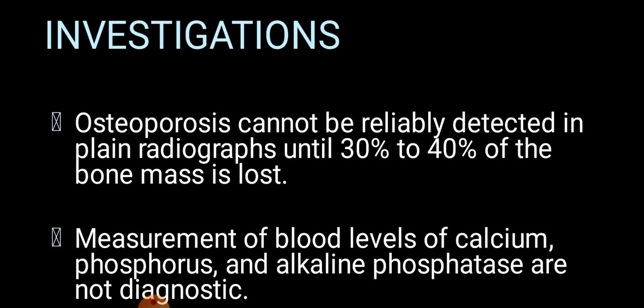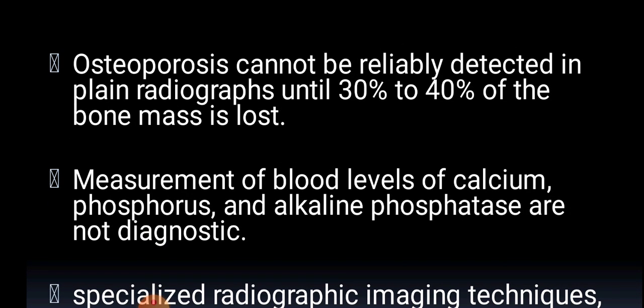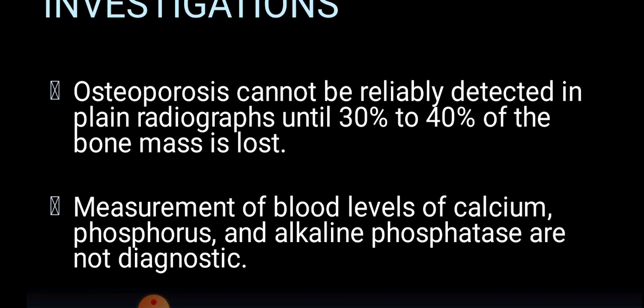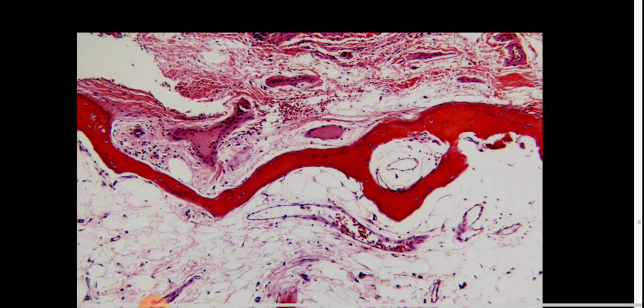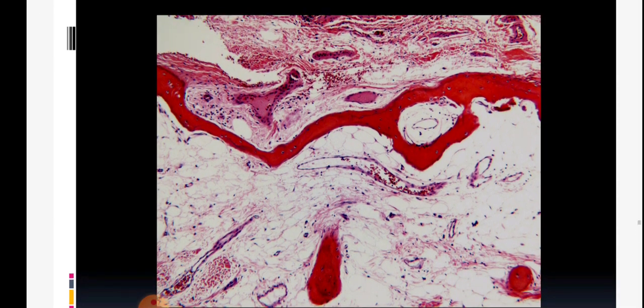Investigations. Osteoporosis cannot be reliably detected in plain radiographs until 30 to 40% of the bone mass is lost. So, plain radiographs usually miss it. Measurement of blood levels of calcium, phosphorus, and alkaline phosphatase are not diagnostic. They can give you a clue, but are not thoroughly diagnostic. Specialized radiographic imaging techniques such as dual energy X-ray absorptiometry and quantitative computed tomography, both of which measure bone densities, are important. So measurement of bone density is very important.